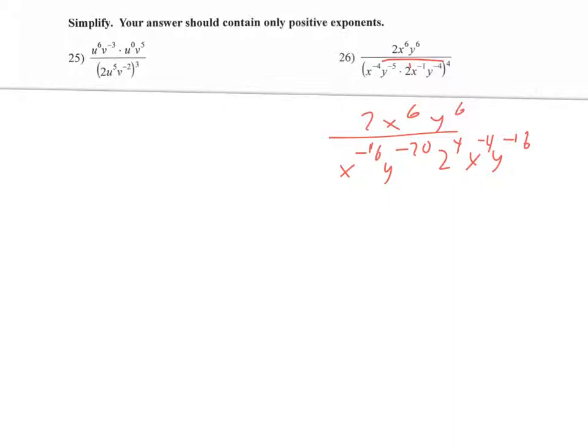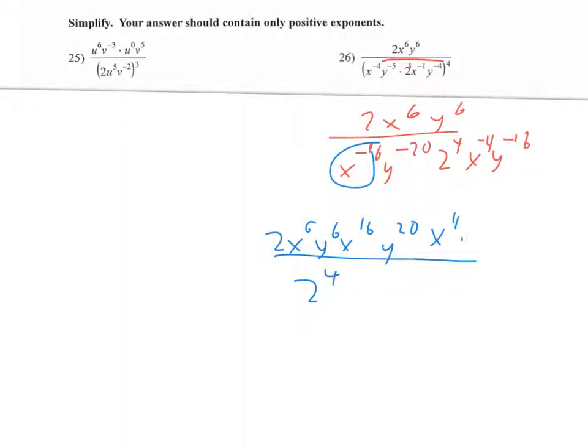Next thing I like to do is move all my negative exponents. So if you have a negative exponent, you get moved. When you do that, it becomes positive. So this one, I'm going to move to the top and become positive. Same thing for this one. The 2 to the 4th power is going to stay on bottom because it already has a positive exponent. But the x to the 4th and y to the 16th, I'm also going to move to the top.